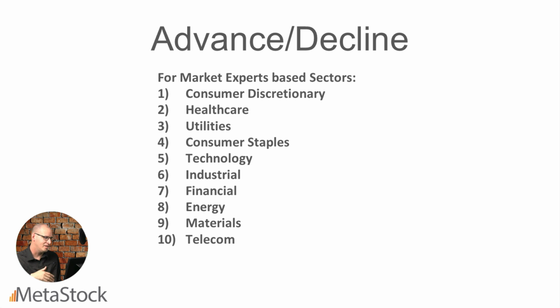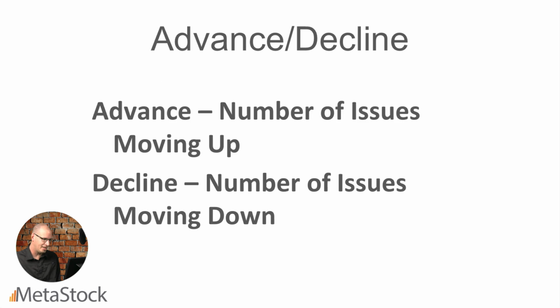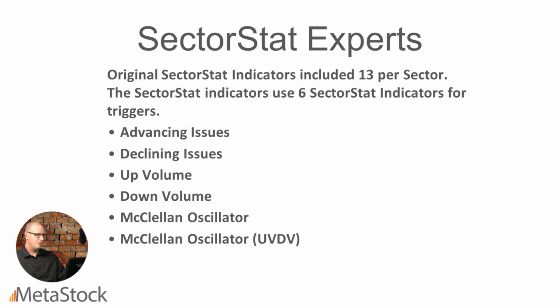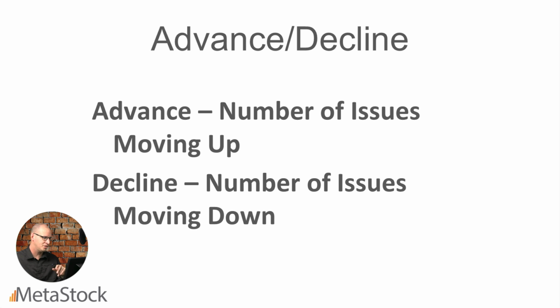So I may have 7 of the sectors going up, so that'd be 7 advancing issues, and 3 going down, those would be my declining issues. So that's kind of how we're defining advancing and decline. We use advancing and decline of the volume on those as well, not just price. We're looking at price and volume. And then we use a McClellan oscillator on those. We'll talk about what a McClellan oscillator is in just a moment.